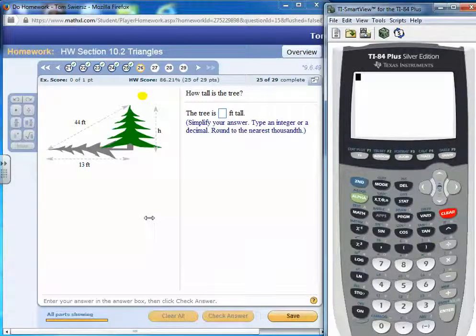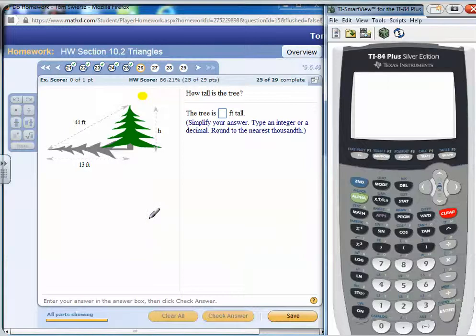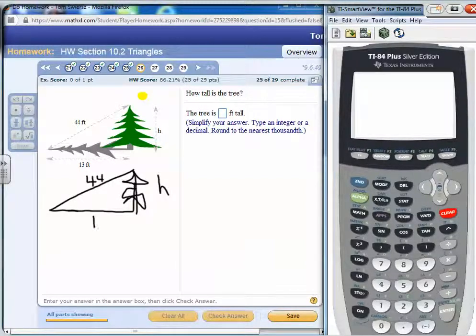Okay, how tall is the tree? And again, they give us a picture. All right, and we have 13. Here's the tree right here. Can't draw a tree very well, right? But anyway, we need to find the height of the tree. The shadow, the sun's coming down here. The length of this is 44, and the shadow along the ground is 13, so it's really not drawn proportionally correct. But you go by the length.